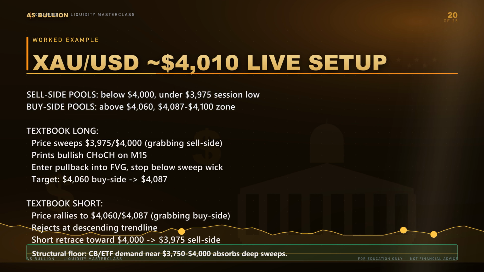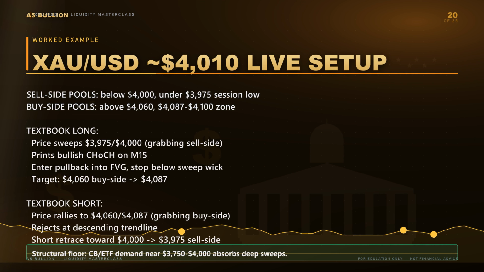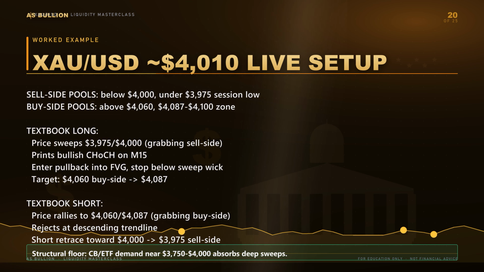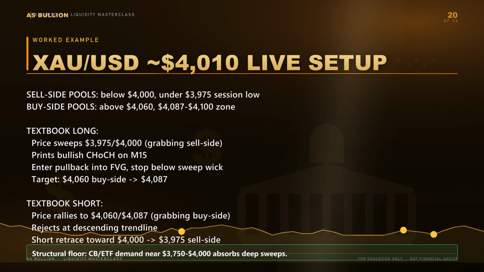A worked example using gold. Applying the framework to a live board where XAU/USD sits around $4,010. Sell-side liquidity pools rest below 4,000 and under the 3,975 area. Buy-side liquidity rests above 4,060 and the 4,087 to 4,100 zone.